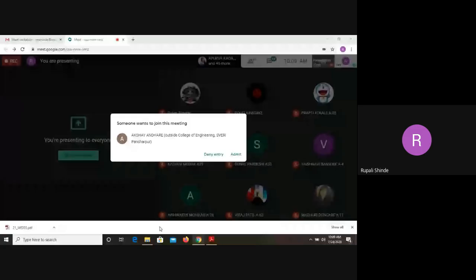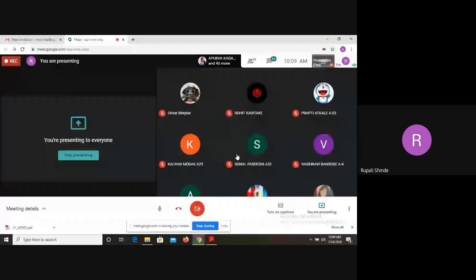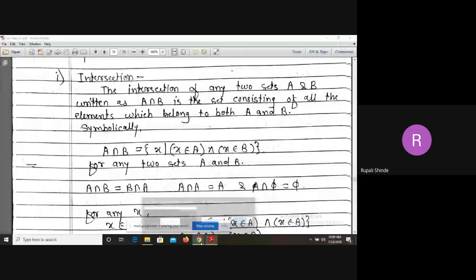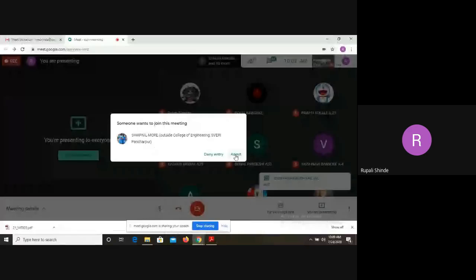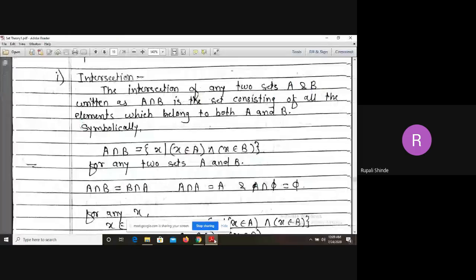I will give you 2 minutes. Within 2 minutes, you have to complete it. Write down the definition for intersection and its symbolic representation.